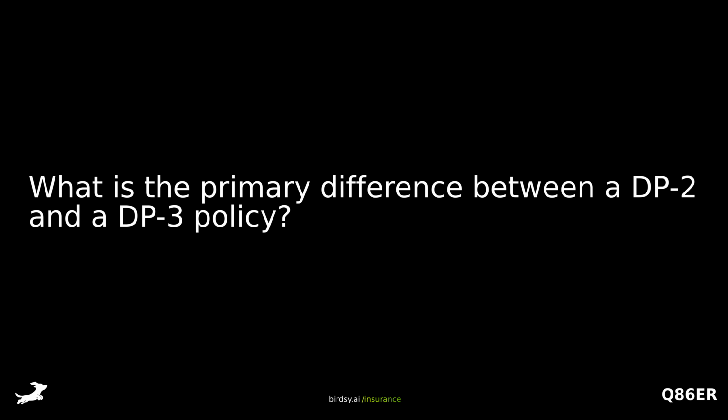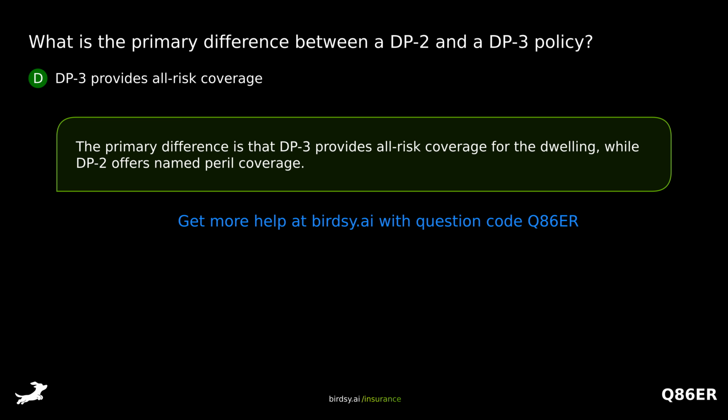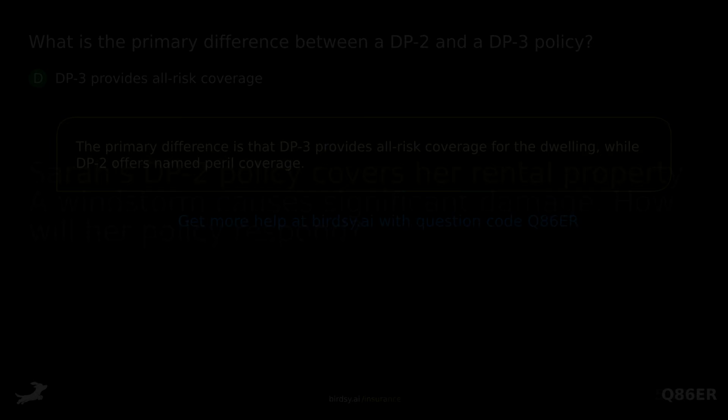What is the primary difference between a DP2 and a DP3 policy? Is it A, DP2 is more expensive, B, DP3 covers fewer perils, C, DP2 includes liability coverage, or D, DP3 provides all-risk coverage? The answer is D, DP3 provides all-risk coverage. The primary difference is that DP3 provides all-risk coverage for the dwelling, while DP2 offers named peril coverage.